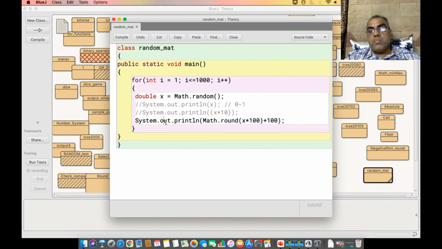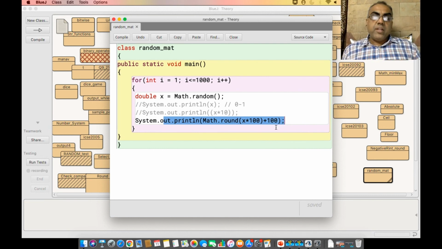So in your exam you can be given a value like this and asked what range of values it can print. Then you should know the range, ceil, floor, and round, as I explained earlier.